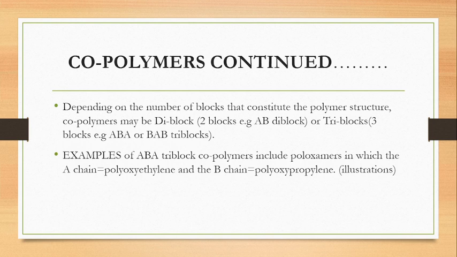So triblocks. The triblock can be ABA, meaning the A block starts, then B in the middle, and then we have A ending. So that is a triblock. Then we can also have a different form where B starts and the A block is in the middle, and then the B block finishes. So that is the ABA triblock or BAB triblock. Now, examples of ABA triblock. Now, this is very important.